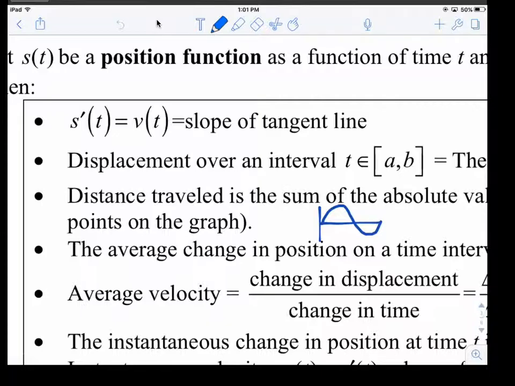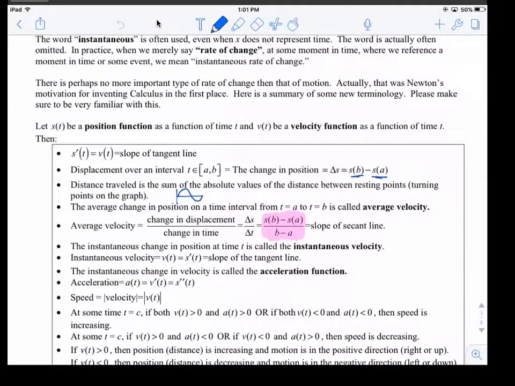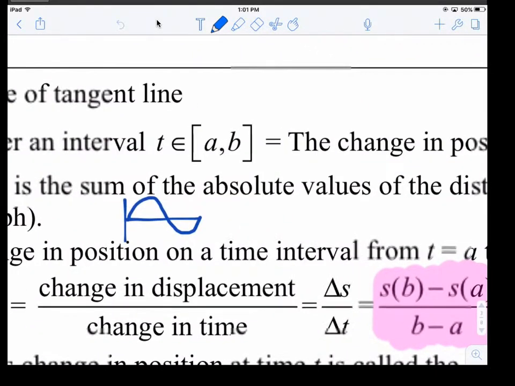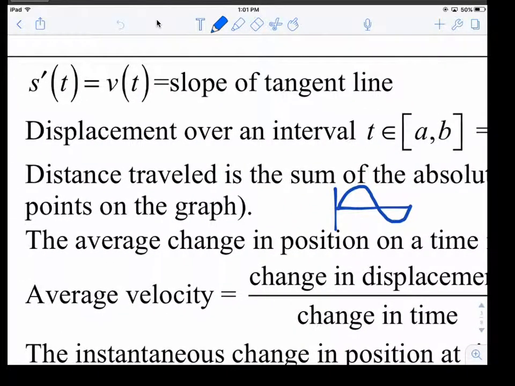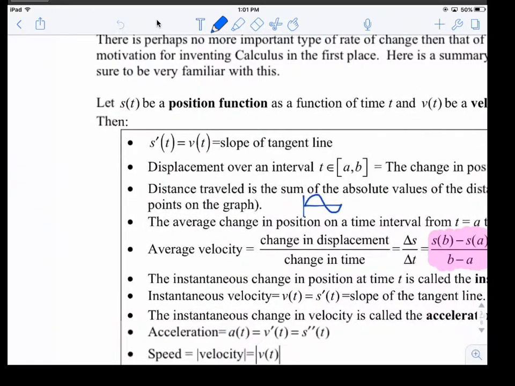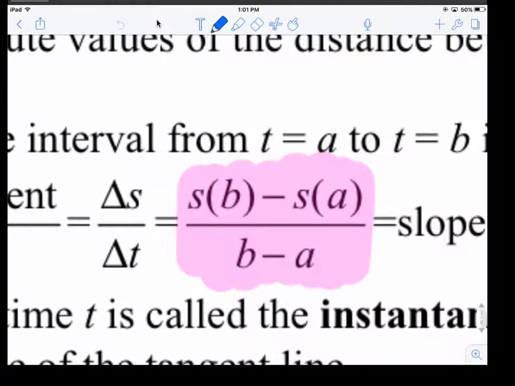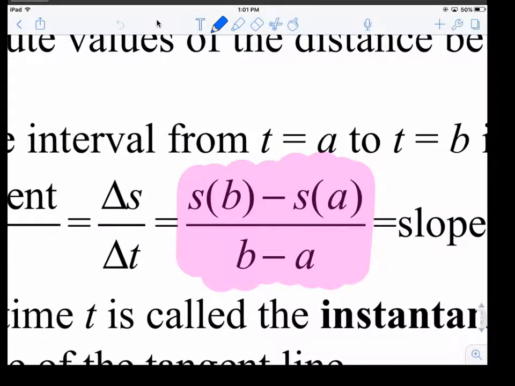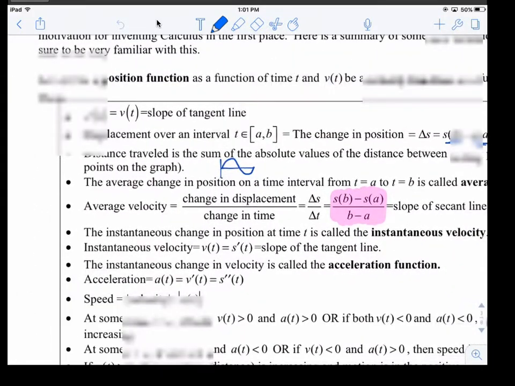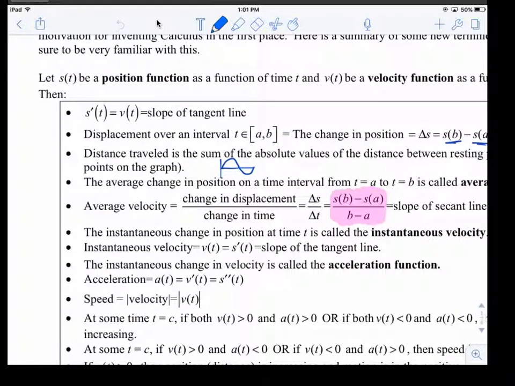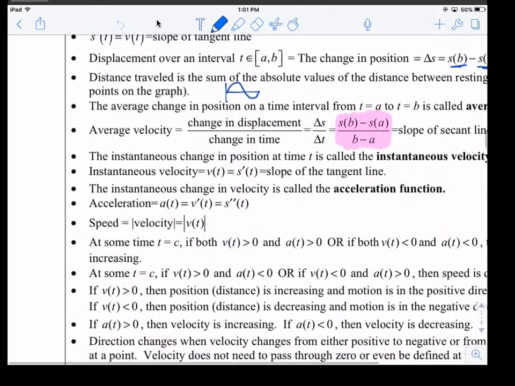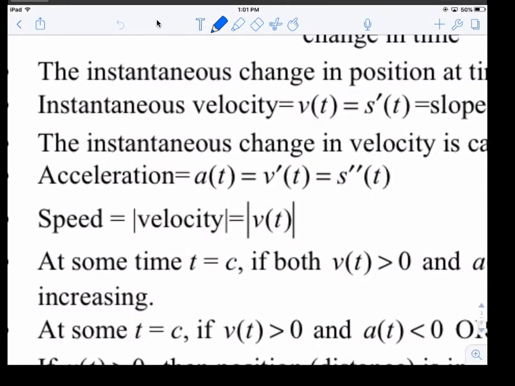Distance traveled is the sum of the absolute values between resting points, all right? So that's like whenever the value of your slope changes, whether it be from positive to negative, negative to positive. Average change in position is called average velocity. For average velocity, you use kind of the Algebra 1 way of calculating slope. Instantaneous change in position is called instantaneous velocity, which is the velocity function. The derivative of velocity is acceleration. All right, so that's a good thing to remember.